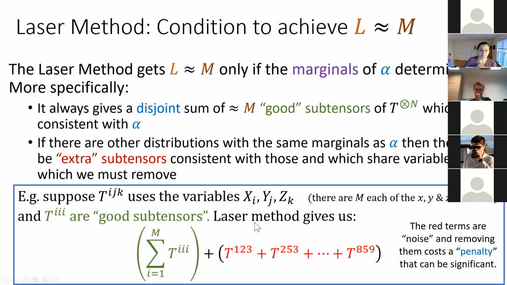Okay. So when we do the analysis for matrix multiplication algorithms, getting rid of these guys here causes a significant penalty. And if we could just magically get rid of them without affecting the number of disjoint subtensors over here, we would get a much better bound on omega. But this actually causes a penalty.